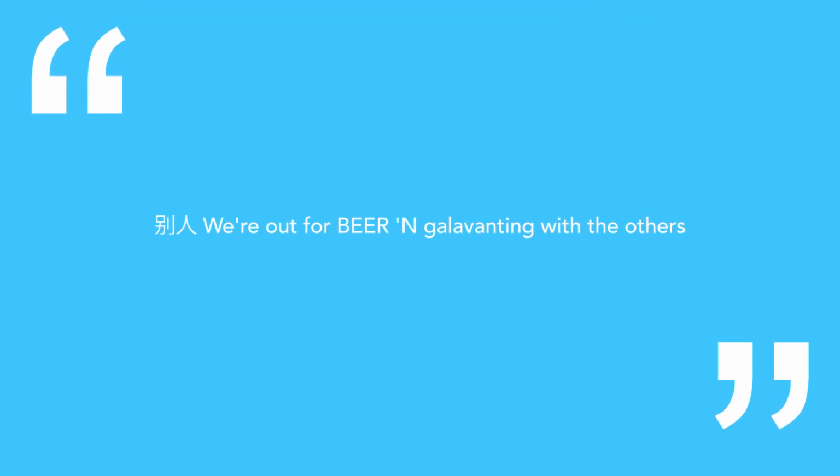Jeff Bryant on Vocab Unlocked from 别人 and 别的. 别人. So this sort of sounds like we're out for beer and gallivanting with the others. So he's taking 别人, going beer and, right? Obviously he's just sort of going for a sound mnemonic there. And I like it.